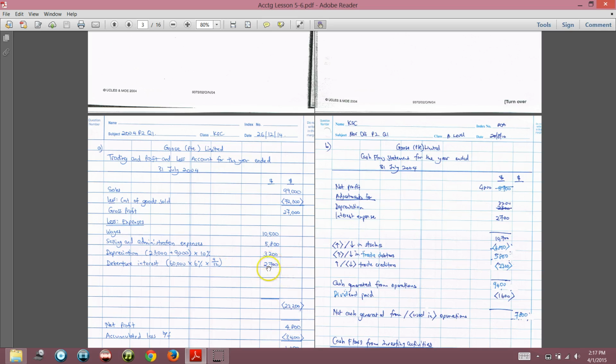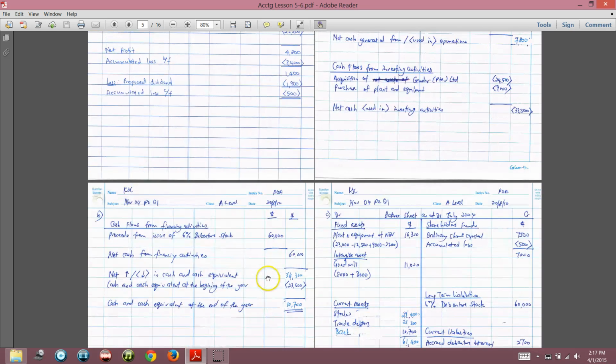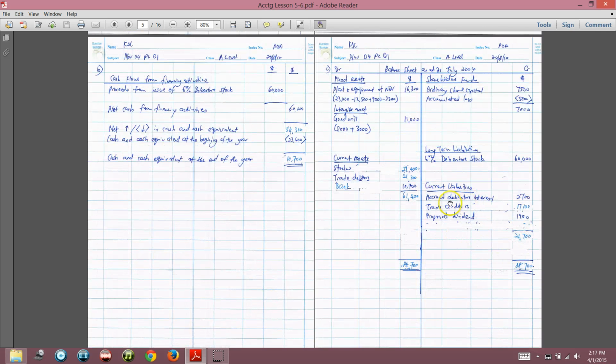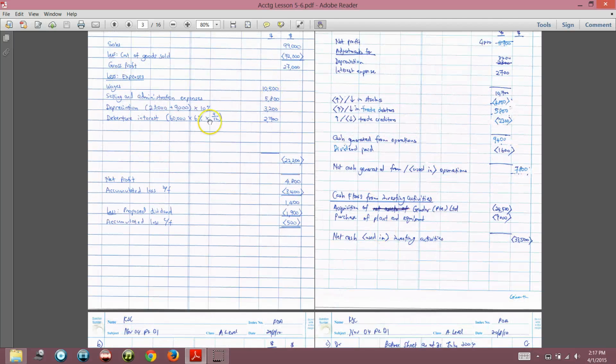This debenture interest is not paid yet. That's what the question says, it is payable in arrears annually. Okay, so in the balance sheet, we will treat it as a liability because it's not paid yet. So we call it accrued debenture interest. Accrued, that means not paid yet. Okay, it's 2,007. Then the dividend, we don't put it under expenses, so we calculate the net profit first.